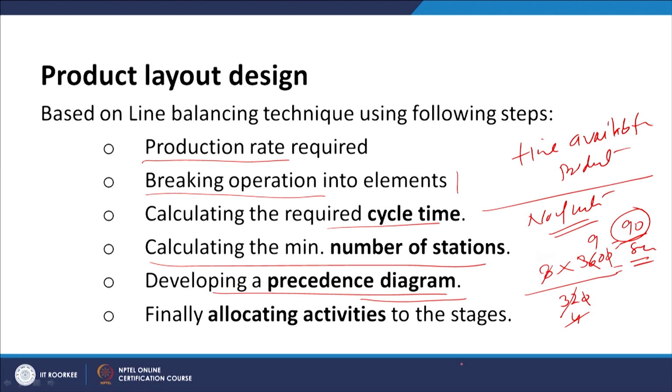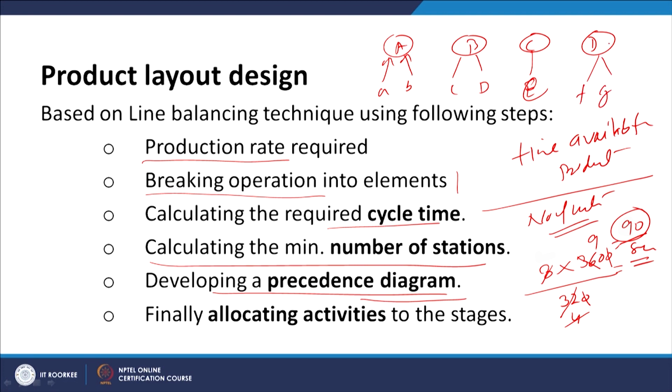And once we have identified the stations, say we have identified 4 stations like this, A, B, C, D. For these stations, what will be the activities allocated so that the precedence requirement is also satisfied? Like say the jobs A and B are allocated to A, job C and D allocated to B, and the job E is allocated to the C station, and jobs F and G are allocated to the D station.